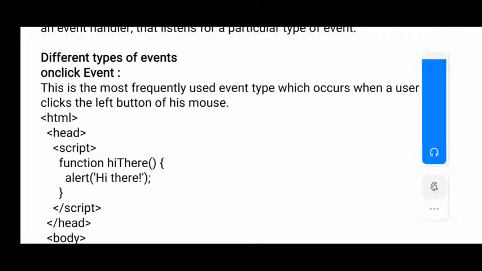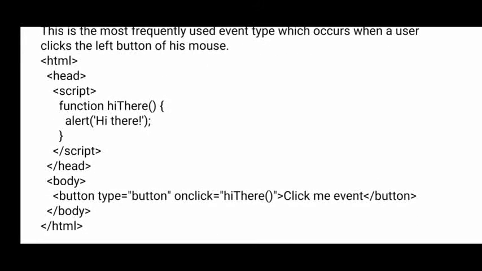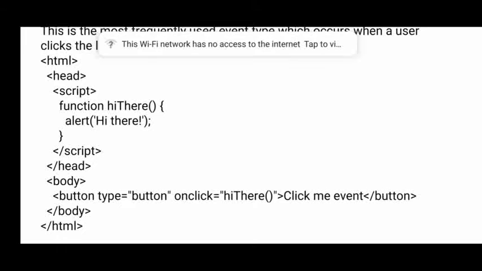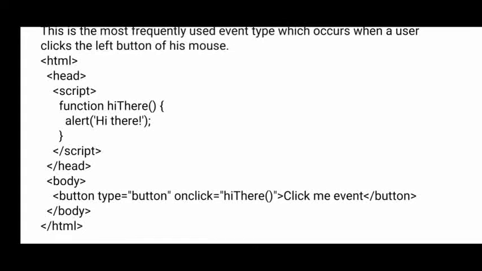Which event handler will be used here? The onclick event handler will be used to handle the click event. Now you see the example program here. In the head section, I have given the script. Function hiThere, hiThere is the name of the function; you can give any name. Inside the opening and closing braces, I have given alert hi there. So whenever the user clicks on a button, the hi there message will be displayed in a box.